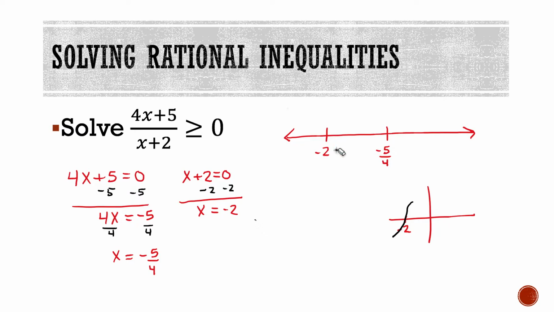So what I'm going to do is check on either side of that negative 2 and see what happens to my function. So I'm going to choose a test point. I'm going to pick a point that is less than negative 2, and you can choose anything you want, but I'm going to choose negative 3. And then I'm going to check a test point on the other side of the negative 2. I want to be careful that I don't end up on the other side of the negative 5 over 4. So negative 5 over 4 is essentially negative 1.25.